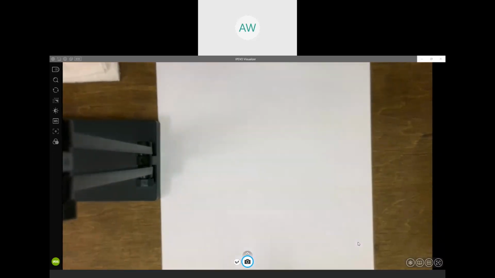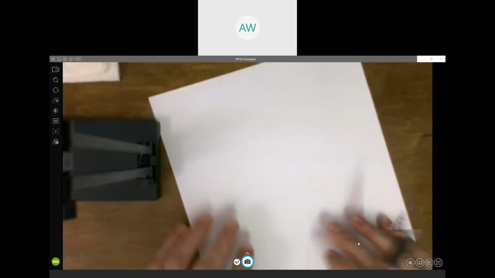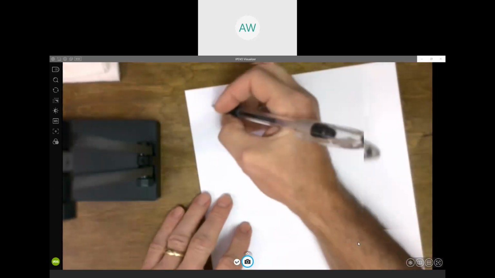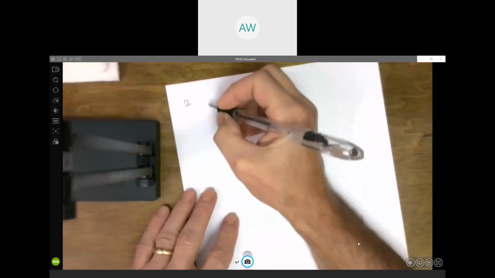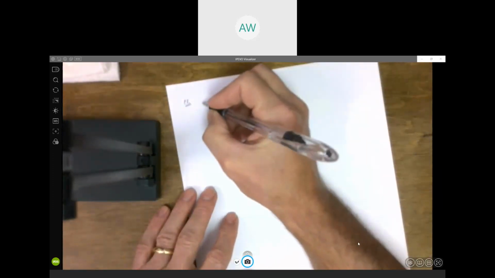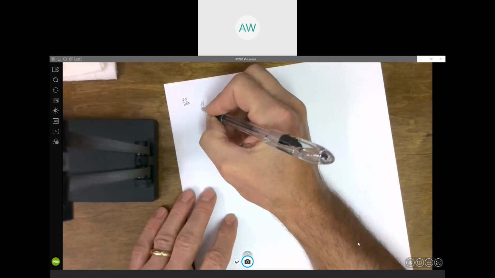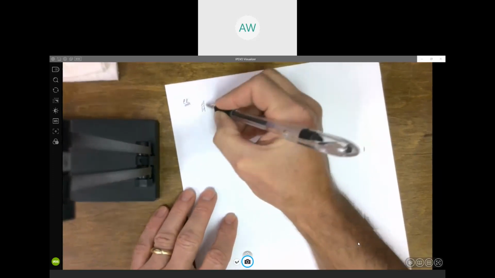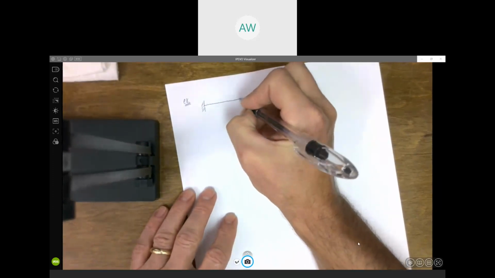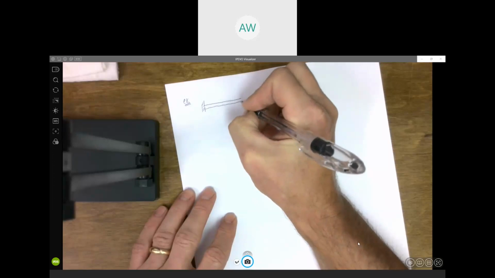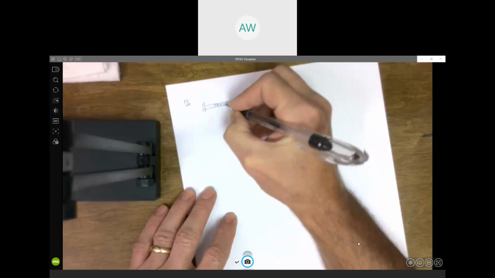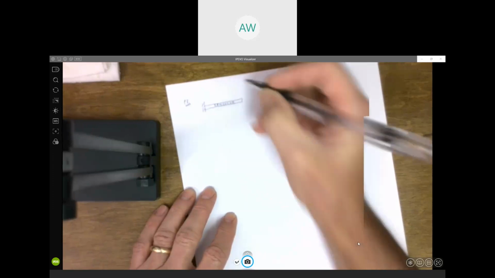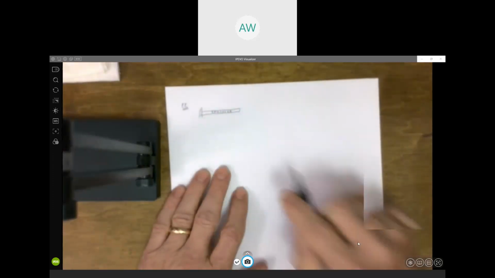So let's try this one. Let's see if I can draw this picture here. We've got a concrete slab. And so this is some kind of concrete slab we're looking at from the side.